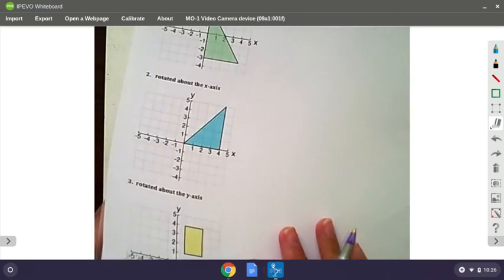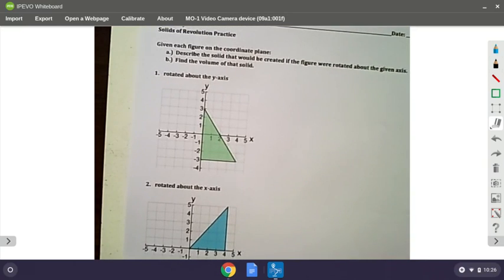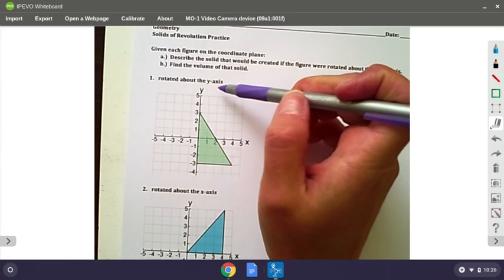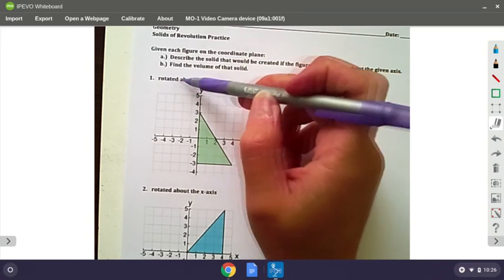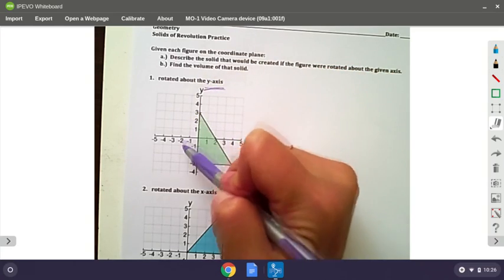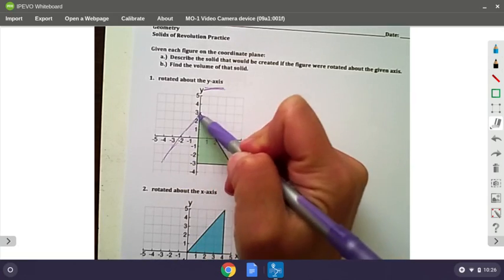Definitely choose at least one on this last page because those are the trickiest, I think. So my suggestion to you is to draw the other side of the shape, like when it's rotated, to try to draw the solid. You also really want to pay attention to which axis it's being rotated about. So like this first one is rotated about the y-axis. So that would look like this.